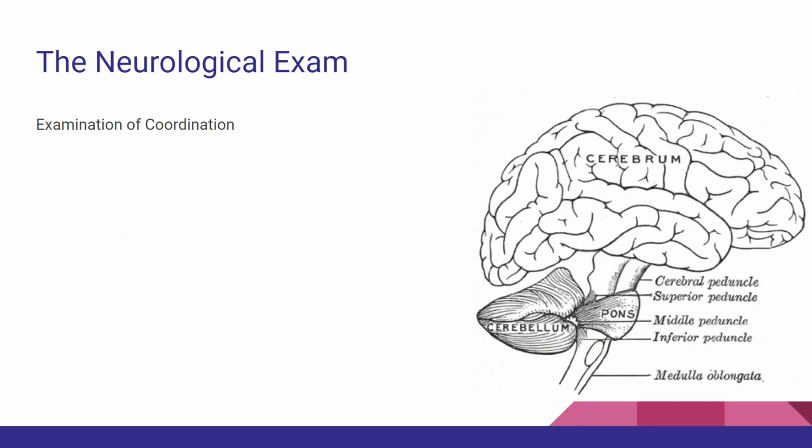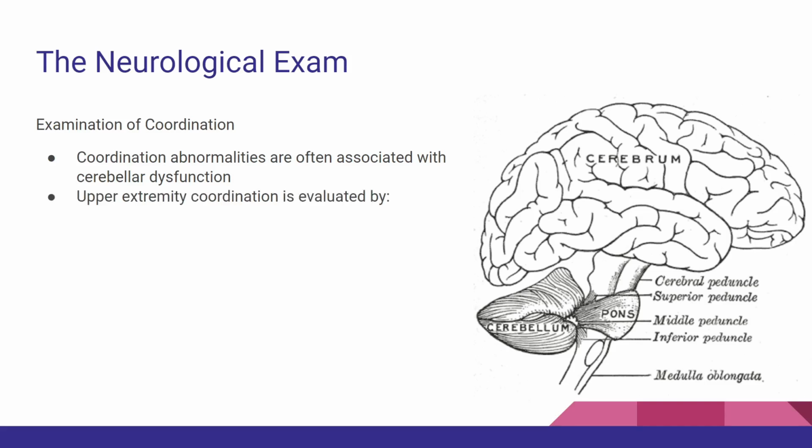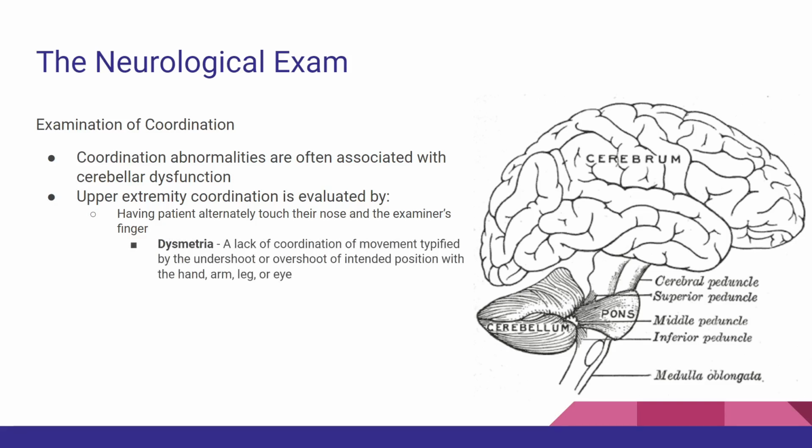Another aspect of the neurological exam is examination of coordination, and cerebellar dysfunction is a big contributor to abnormalities in coordination. For upper extremities, coordination is evaluated by having the patient touch their nose and then reach out and touch the examiner's finger over and over again. And what the examiner is looking for is dysmetria, which is a lack of coordinated movement, which is typified by overshooting or undershooting the intended position of the hand, arm, leg, or eye. So they'll reach out and they'll miss your finger, but then correct. They might come in short or reach too far.